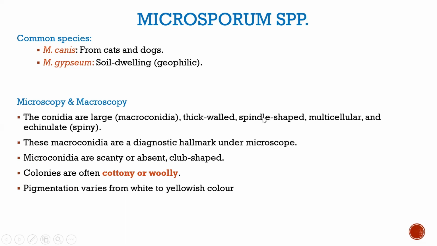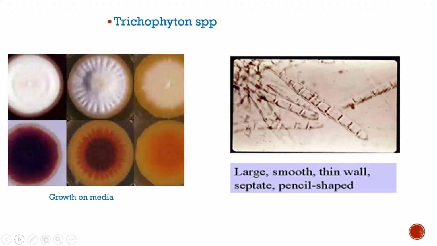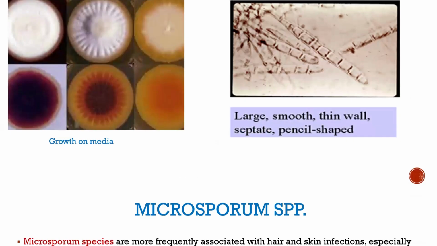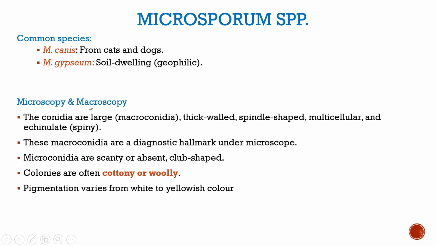unlike the previous one where we said they have a pencil shape, right? We say the Trichophyton has a pencil shape, but the Microsporum has spindle-shaped conidia. The macroconidia are the diagnostic hallmark under the microscope, even for the Trichophyton species. You can use them to identify the species based on the shape. If it is spindle shaped, you know that this is a Microsporum species. When you see a pencil shape, you know that this is a Trichophyton species.